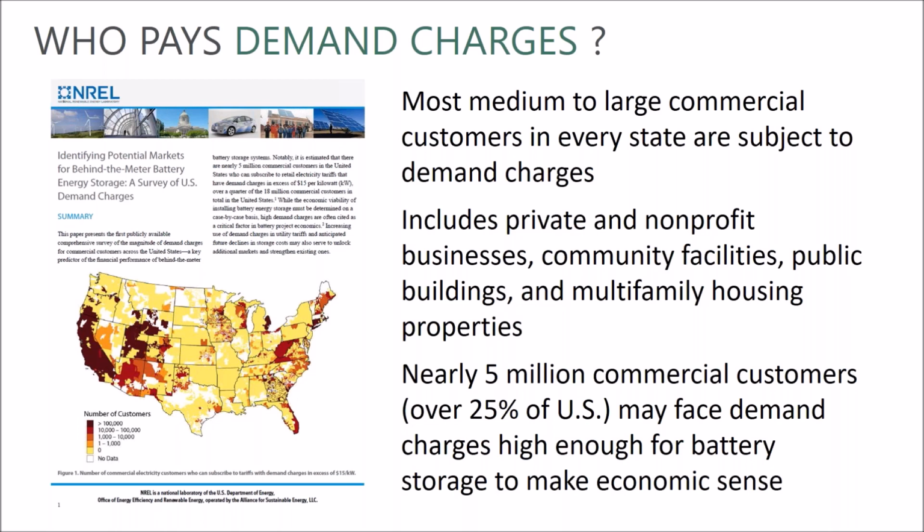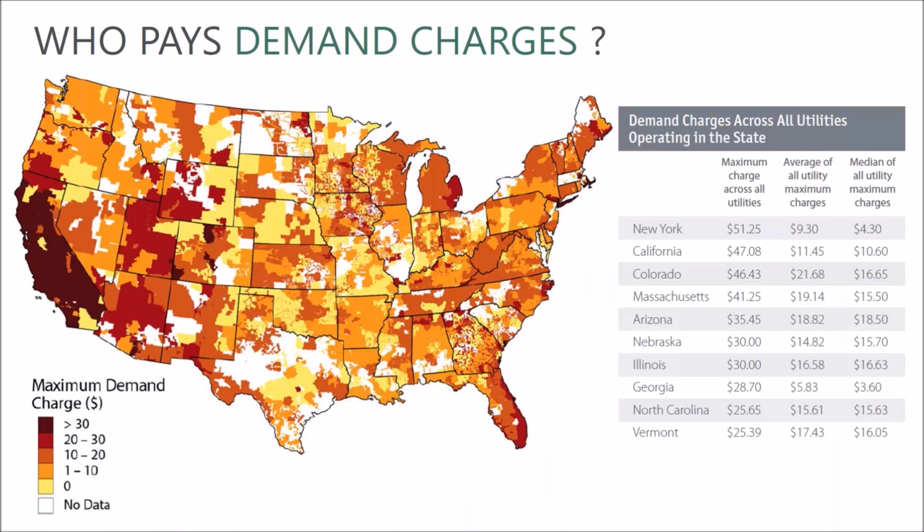And that represents about a quarter of commercial properties in the U.S. This is just a map here showing where demand charges are higher. The darker the shading, the higher the demand charges are for certain utility territories, certain tariffs within those territories. On the right side there, you'll see the breakdown of the highest demand charges across different states.